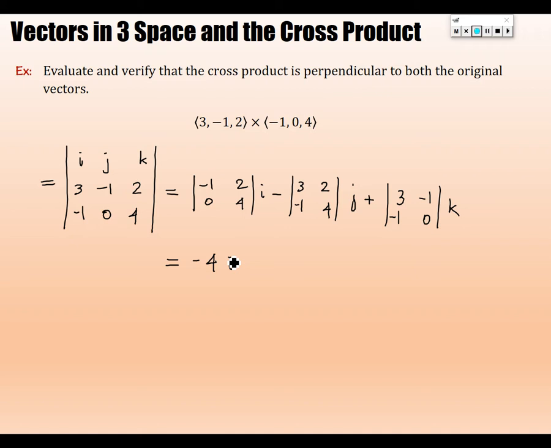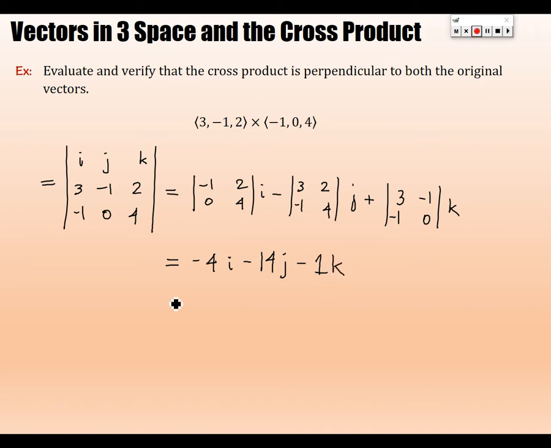Careful in the middle. What do we have? 12 minus -2, positive 14. Oh wait, I told you it's always a minus, so that'll be a minus 14j in the middle. And then down here we got what? 0 minus 1. If you multiply the two diagonals, you get a 0 and a 1. So 0 minus 1 is -1.